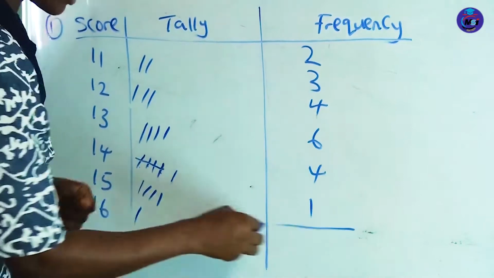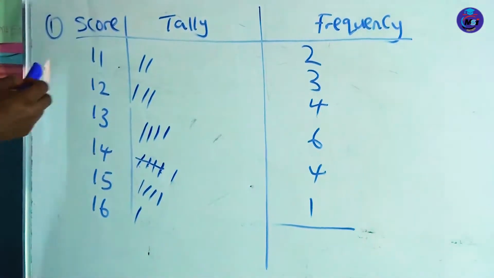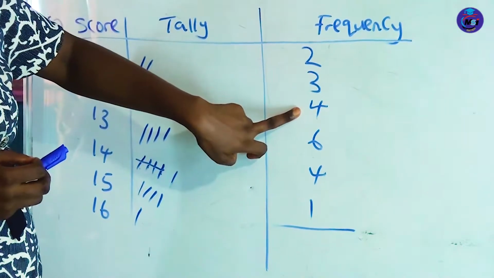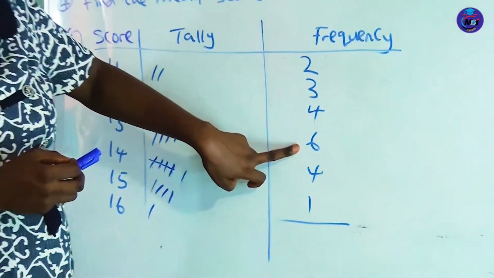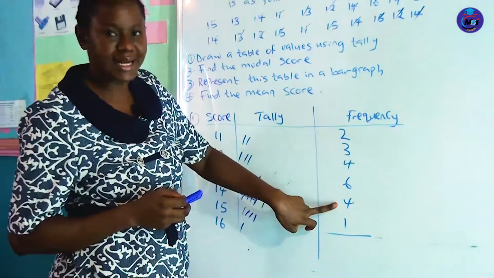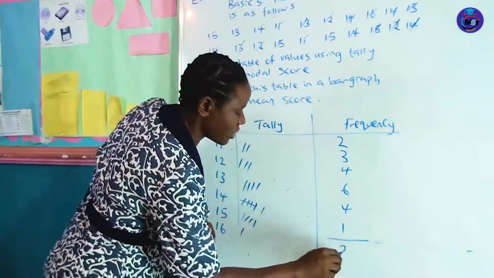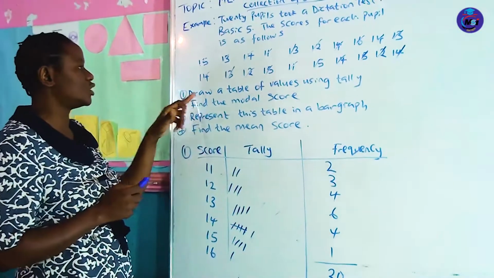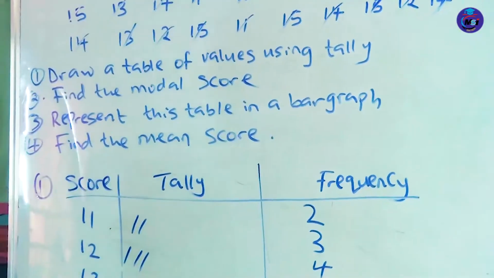So let's check up if we are correct, because we've been told there are 20 pupils. 2 plus 3, 5, plus 4, 9. 9 plus 6, 15, 15 plus 4, 19, 19 plus 1, 20. So we are right. Did you see how we did that? So we've answered the first question, draw a table of values using tally.